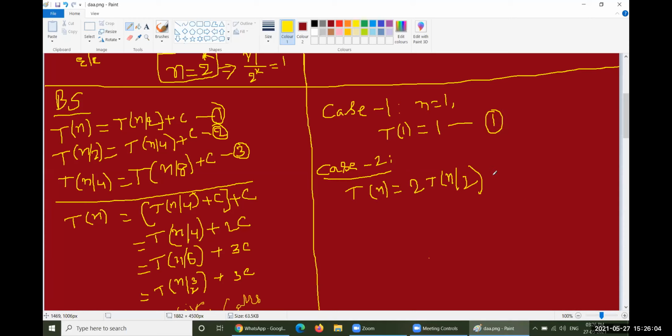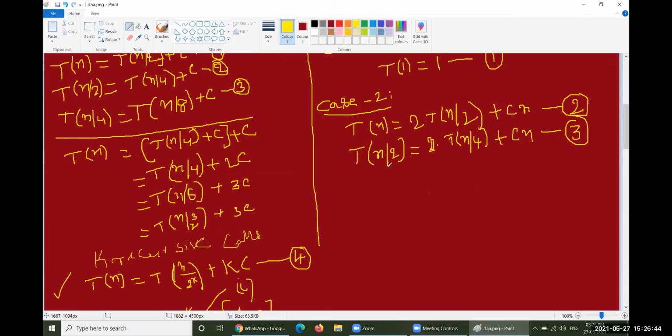So T of n by 2 plus C into n. This could be equation number 2. And get the value of T of n by 2. So at least three equations could be drawn by you here. So T of n by 2 will be equal to 2 into T of n by 4 plus C into n by 2. Let us consider this is equation number 3.